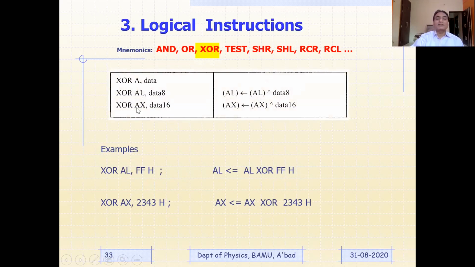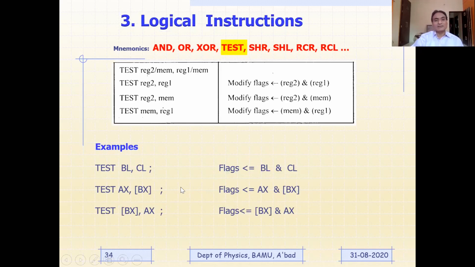Now, the accumulator is the destination. Data can be either 8-bit data in case of AL and 16-bit data in case of AX. These are two examples, XOR AL, FF. This means FF is going to be logically XORed with AL and the result would be updated in AL. And XOR AX, 2343H means this 2343H is going to be logically XORed with AX and the result is going to be updated in AX. This is all about AX.